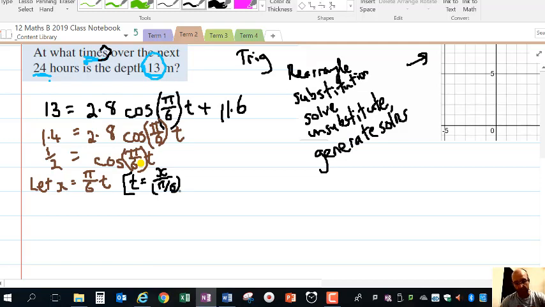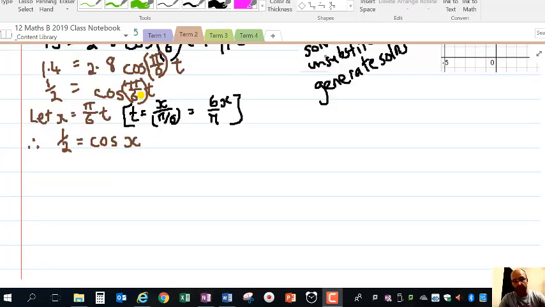X over pi on 6, and that can be simplified as 6x on pi, or 6 on pi x. That'll be handy very soon. Okay. So updating that, after the substitution, we have half equals cos x. Let's look at the unit circle.